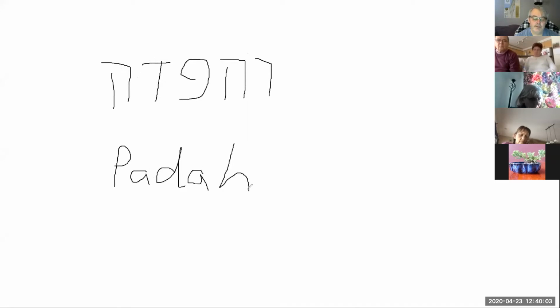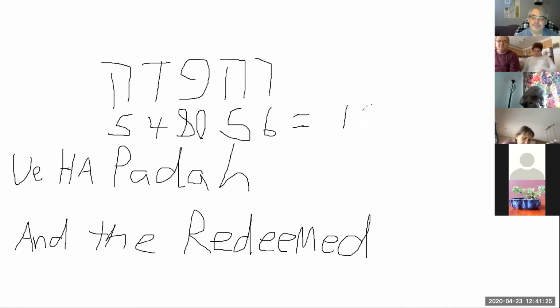But this is the amazing thing in the Hebrew. This is God's genius, because when I conjugate a word, it changes the numerical value. So in this case, it's ve, which is the word 'and' as a prefix, and it's ha, which is the word 'the,' and 'the redeemed' is what that literally says. So this has a numerical value of 100. The hay is 5, the dalet is 4, the pei is 80, the hay is 5, and the vav is 6. So pada means redeemed.